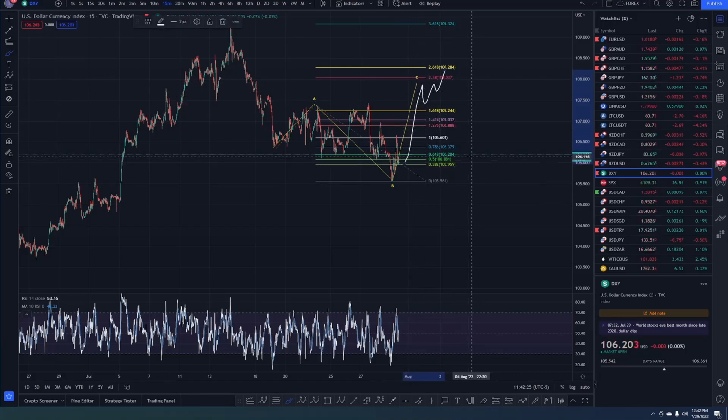Now that doesn't have to play. I may be wrong on that, but that's the way it's looking to me. That's the way the chart's looking to me. So I kind of like that look of an ABC flat right in here. And then DXY comes on down next week.